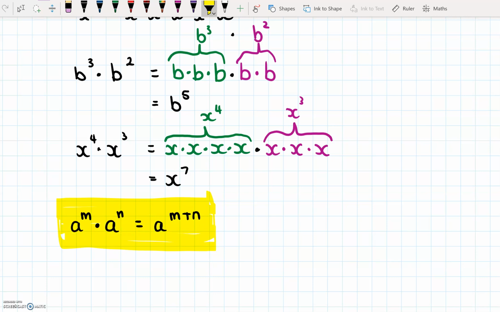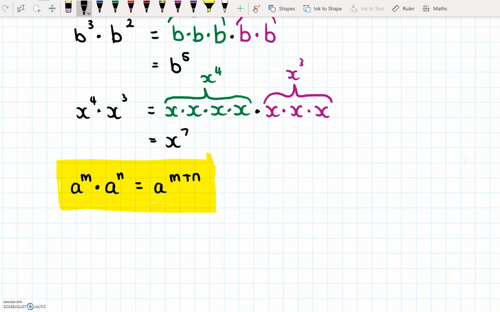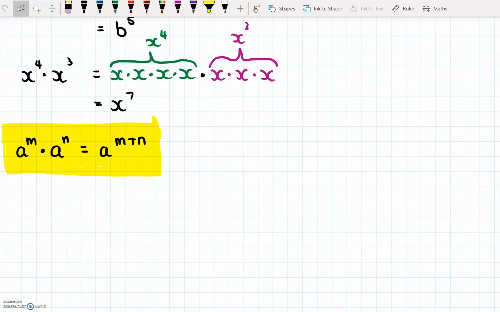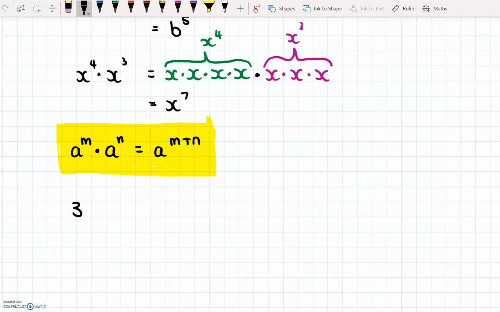Okay, now what you have to be careful of here is that sometimes there will also be coefficients. Remember, a coefficient is just that number that sits out the front. So let's just do a couple of examples. So for example, if I gave you 3y to the power of 7 times 4y to the power of, I don't know, 11.